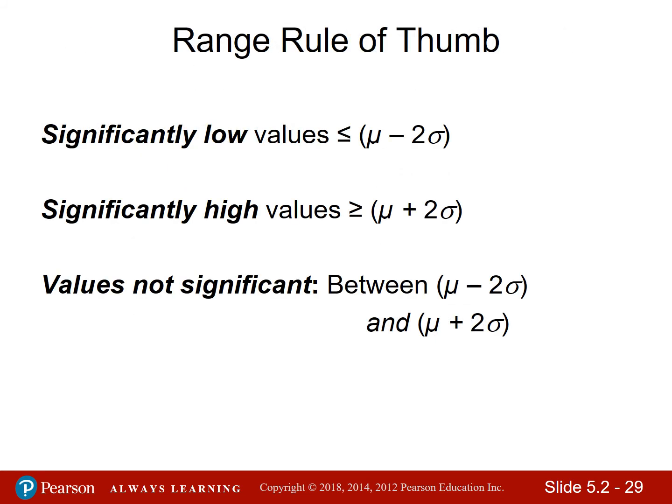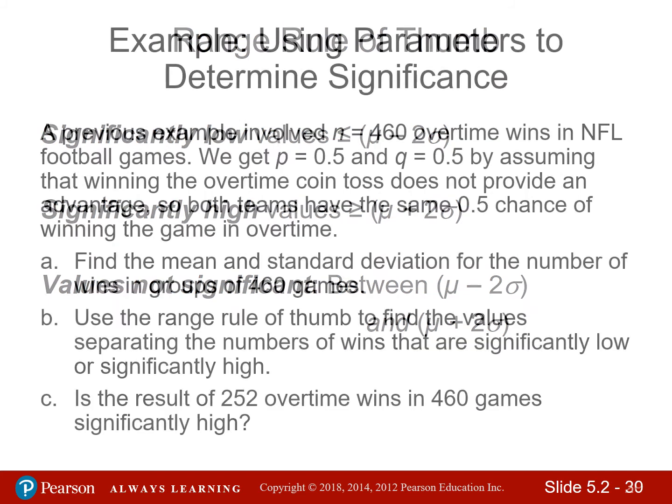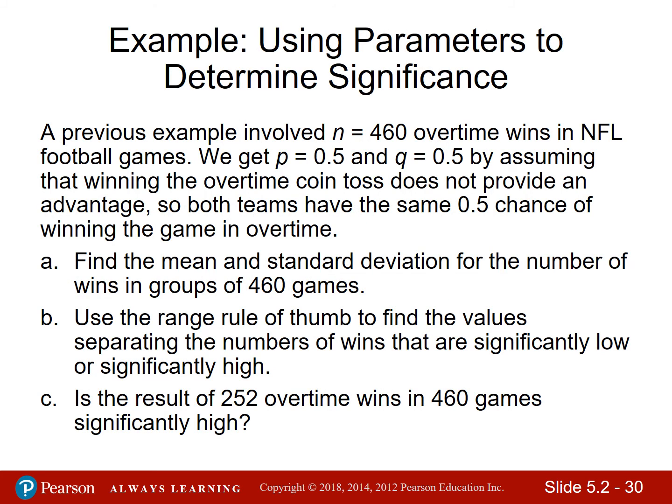Significantly low value is mu minus 2 sigma. Significantly high value is mu plus 2 sigma. So this is the range rule of thumb. We talked about that earlier, right? So using parameters to determine significance.